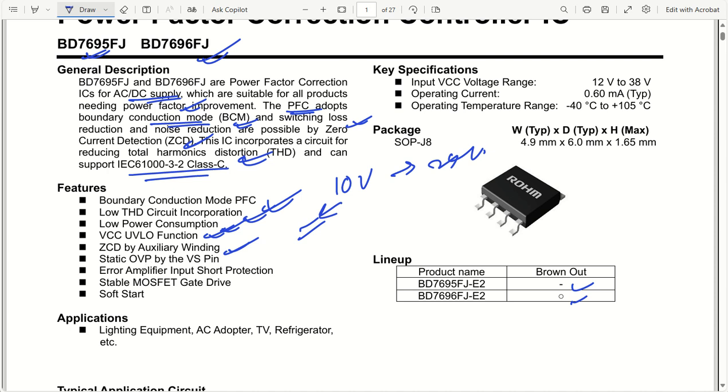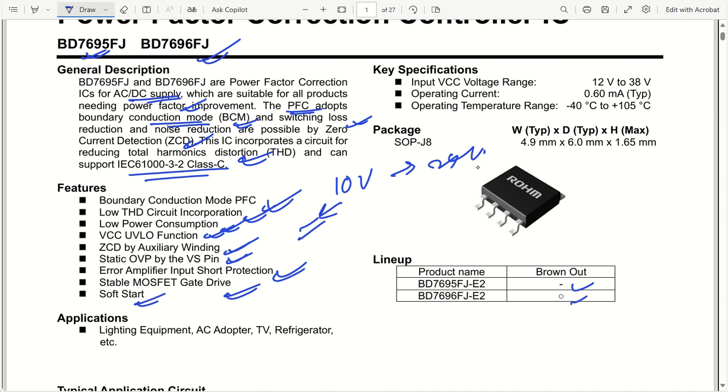It has static over voltage protection by the VS pin, that is the feedback pin, and this feedback pin supports over voltage protection. It has an error amplifier input for short circuit protection. So suppose you have very high current at the output, at that time the error amplifier will shut it down. It has a stable MOSFET gate driver, and it has a very good soft start as well.